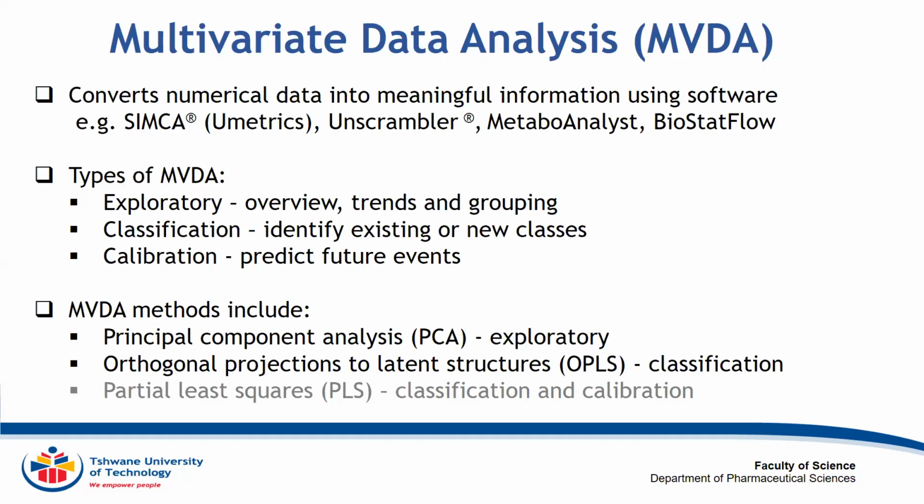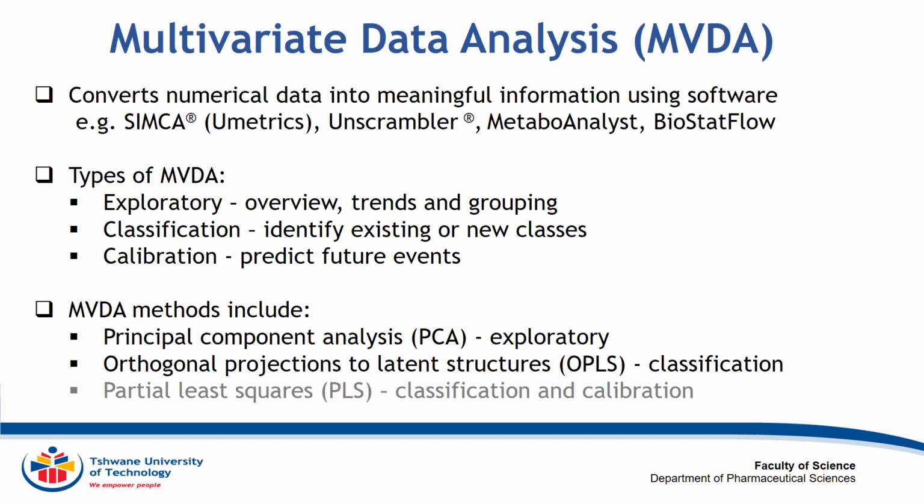So the importance of multivariate data analysis lies in its ability to convert numerical data into meaningful information. Most of us researchers, when we do our analysis, produce a lot of numerical data, which is the big data, and there's no useful information until there's some kind of analysis. This is now made possible by the use of different types of software. The common one, which I'm going to present this afternoon, is Simca from Umetrics, and then Unscrambler, which is also licensed software. And then we have the online software, Metabolomics, which was discussed this morning, and another one called BioStatFlow. I'm sure there are many others that I haven't mentioned, but these are the ones I could remember off the top of my head.